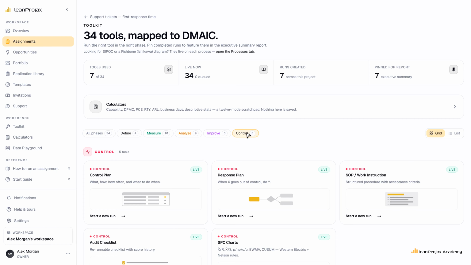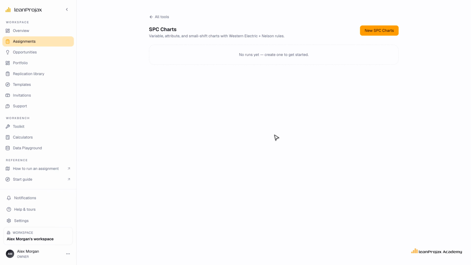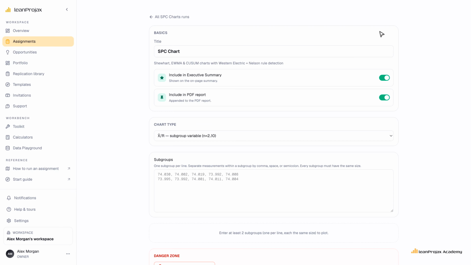There are 9 chart types in that dropdown, which sounds like a lot until you notice each one exists for a different shape of data. Subgroups, individuals, proportions, counts. There's also a simpler control chart tool back in Measure, if a quick IMR is all you want. We're in control now, so we'll use the one that checks the rules for us as well.